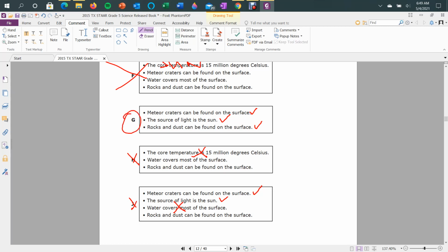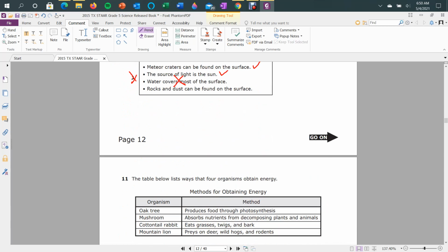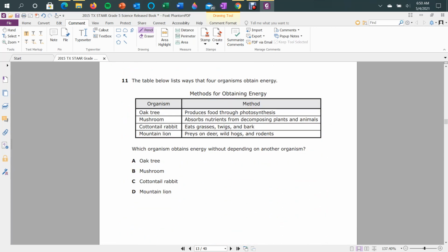Let me check my answers. Yes, G is the right answer. No, that'd be awesome if you had the answer sheet right there with you too, to check it as soon as you're done with it. But see, the same process. We went through the whole process and marked our answer. And so far we've been right. It's not because I'm doing it. It's because we're just going through it together step by step.